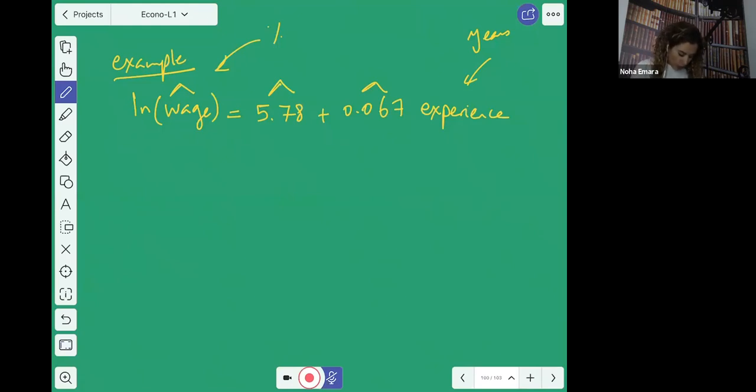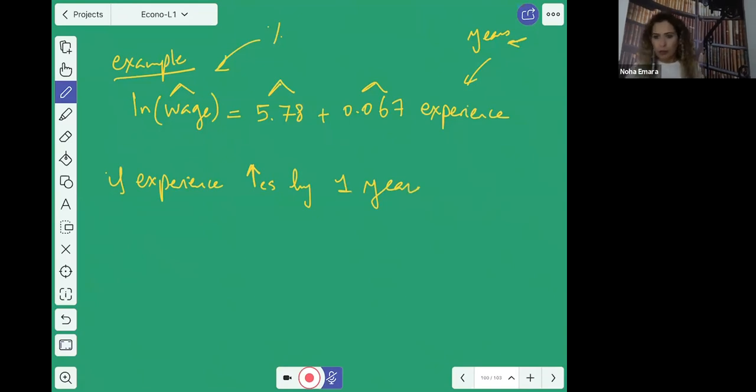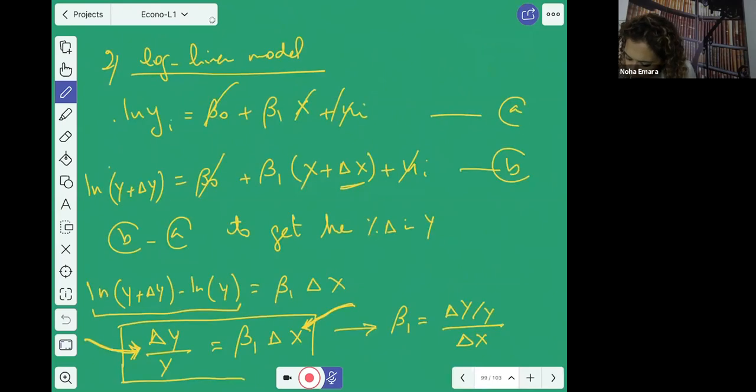Okay, so if the question is if experience increases by 1 unit, and my unit here is years, okay? So if experience increases by 1 year, okay? What happens to the percentage change in wage, okay? So based on what I have here, look at this.